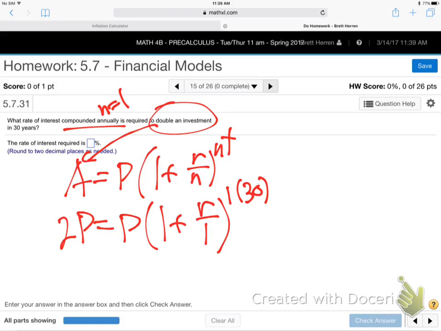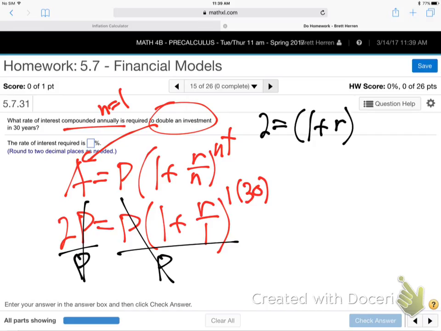So there we go. We're trying to find the R, the interest rate, right? They want us to find R there. What's the first step I'm going to do in solving? Yeah. Does everybody see that? It's going to just cancel out that P from both sides, and we'll have 2 is 1 plus R to the 30th, right? R over 1 is just R, right? Everybody good to there? Good so far?